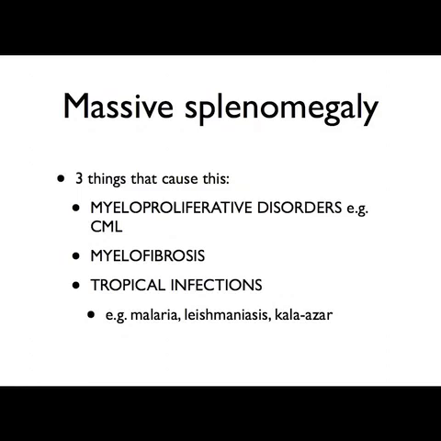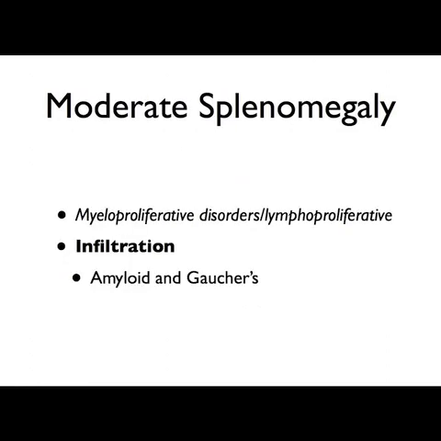Myelofibrosis. Yep. And 3 tropical infections, malaria, leishmaniasis, and the brilliantly named Kala-Azar. Kala-Azar. And leishmaniasis, that's visceral form, isn't it? Yeah. Rather than cutaneous. Okay. Moderate splenomegaly, 4 to 8 centimeters, once again, myeloproliferative, and also infiltration, either amyloid or Gaucher's. Gaucher's, another eponymous syndrome. Yes. What is it? I think it's a carbohydrate storage disorder.